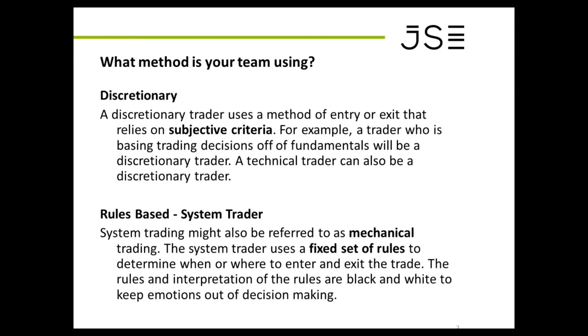The second option, and some people use this, is rules-based. Now, a system trader really could be referred to as a mechanical trader. The system trader uses a fixed set of rules to determine when or where to enter and exit a trade. The rules and interpretation of the rules are black and white to keep the emotions out of the decision making. So that is really hard and fast rules, and that is how a system trader trades.